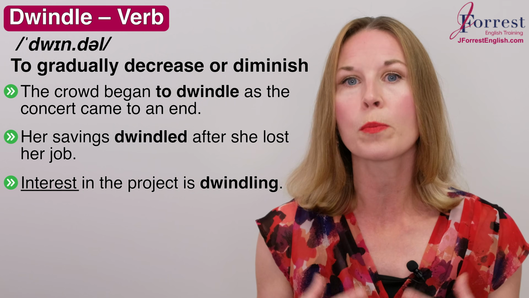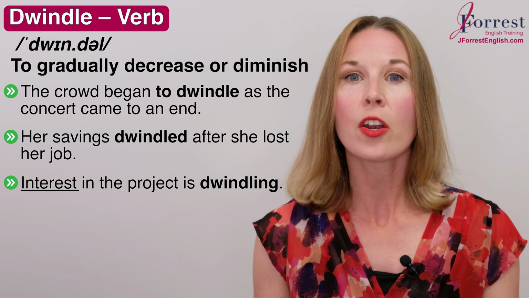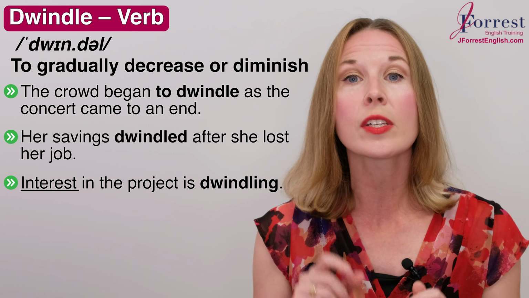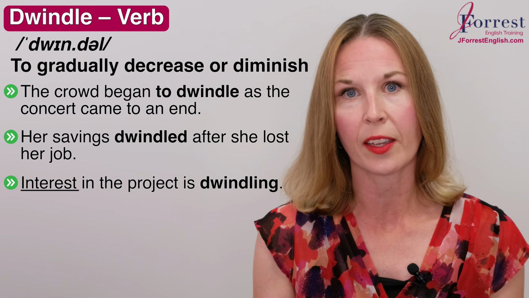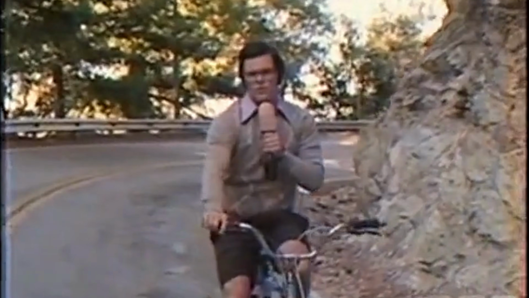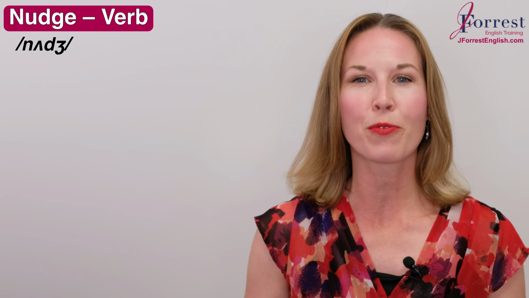Notice this is in the present continuous. This is a verb, so you need to conjugate it. And our subject is interest. Interest is dwindling. Interest in the tour has dwindled nearly to nothing. Let's review nudge. This is a great verb.